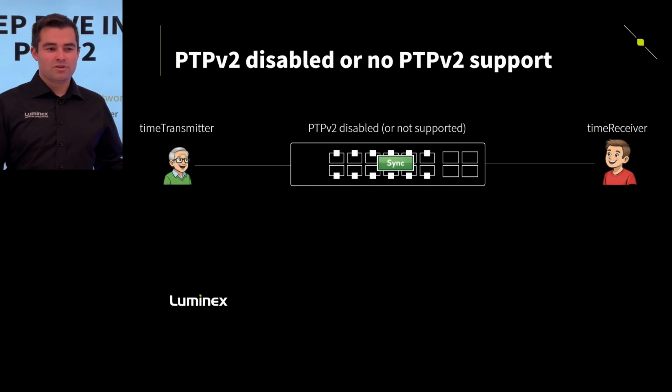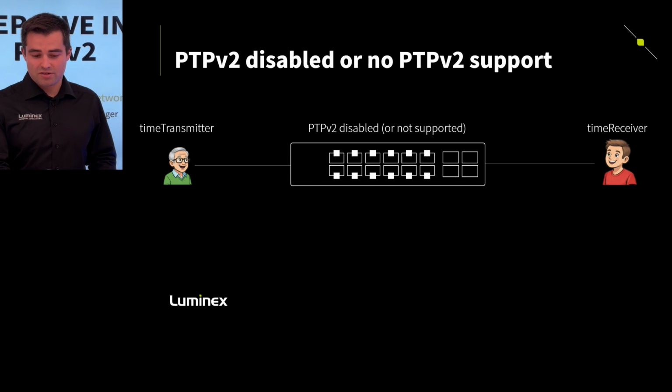And as we have seen before, the time transmitter will send a sync packet. It will arrive at the switch, where it will get buffered for some amount of time before going out to the time receiver. That one will send a delay request. Again, this might get buffered, but maybe less time than the time transmitter's sync packet was buffered inside the switch.